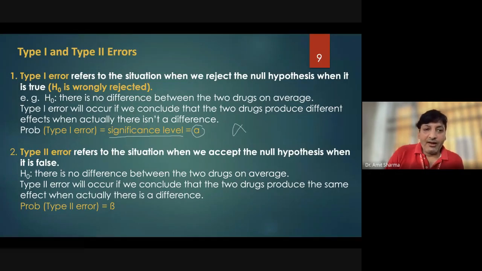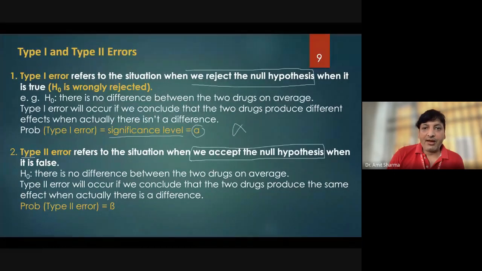And type 2 error refers to a situation when we accept the null hypothesis when it is false. That is the opposite of that. So you have to remember this thing. Type 1 error occurs when we reject the null hypothesis when it is true, and type 2 error occurs when we accept the null hypothesis when it is false.